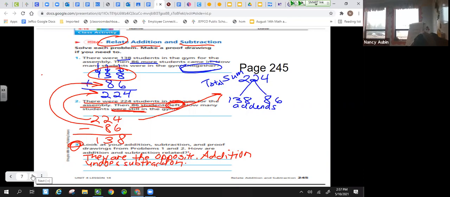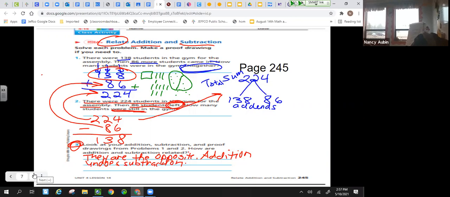We're going to start with adding 138 plus 86. 1, 2, 3, 4, 5, 6, 7, 8. 1, 2, 3, 4, 5, 6. We're going to add those up. Wow, that's a lot of ones. Do you think we're going to make a new group of 10? Yes. Oh boy, definitely. 1, 2, 3, 4, 5, 6, 7, 8, 9, 10. Let's take those 10. Make a new 10.